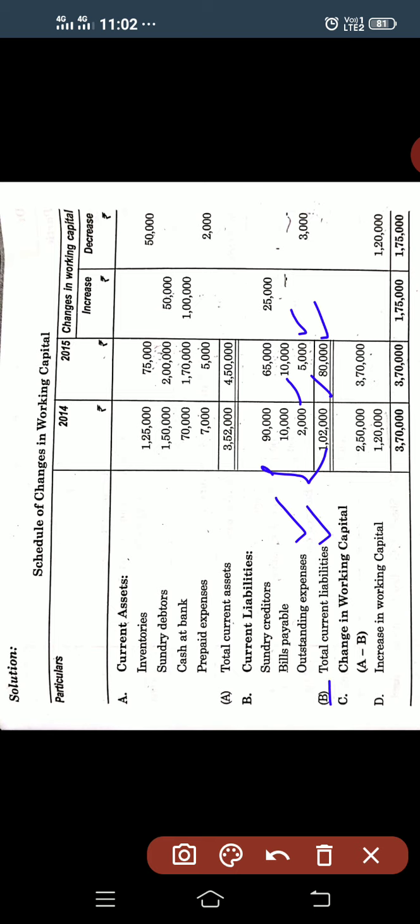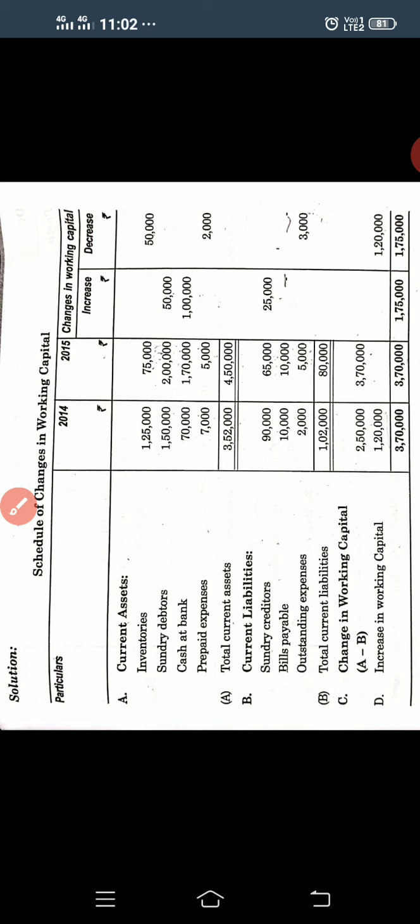That is B. Next we have to calculate C. What is that? Changes in working capital. That is A minus B. A is the total current assets and B is the total current liabilities. So A minus B will be like 3,52,000 minus 1,02,000. You will get 2,50,000. Then 4,50,000 minus 80,000, you will get 3,70,000. So here we have found out the working capital.